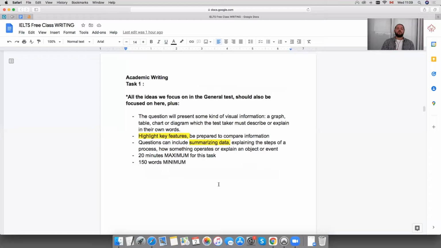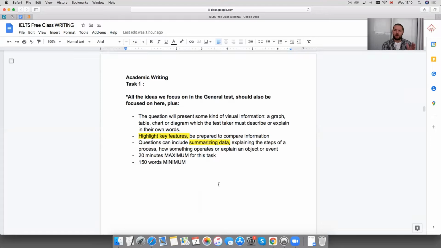For the task 1, writing on the academic side, we care about all of those same things that we just said, but there's some different ideas because the questions are so different. Mainly, the most important thing is understanding that visual information and having some grammatical features or vocabulary ideas that help us explain those features. So highlighting key features, it's not about talking about all the data.